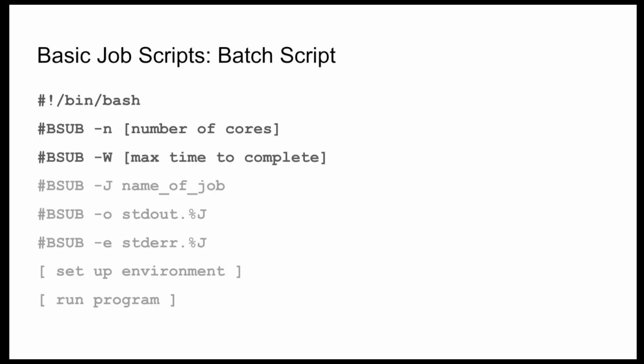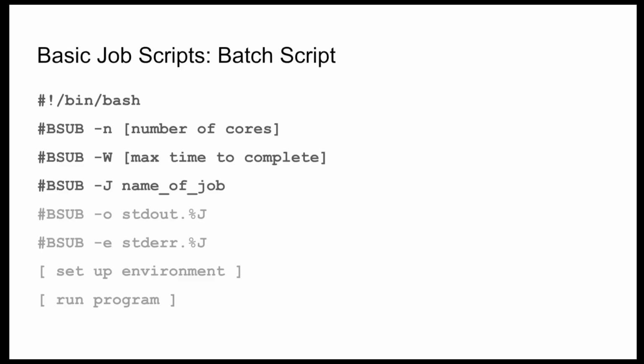A batch script will always also include -W, and note that this -W is capital, followed by the max time to complete your job. This can be in seconds, minutes, and/or hours, up to a max time of 72 hours. You need to make sure this is at least a little bit longer than the max amount of time your job will take to complete, because if you reach that wall time and your job isn't done, it will be shut down anyway.